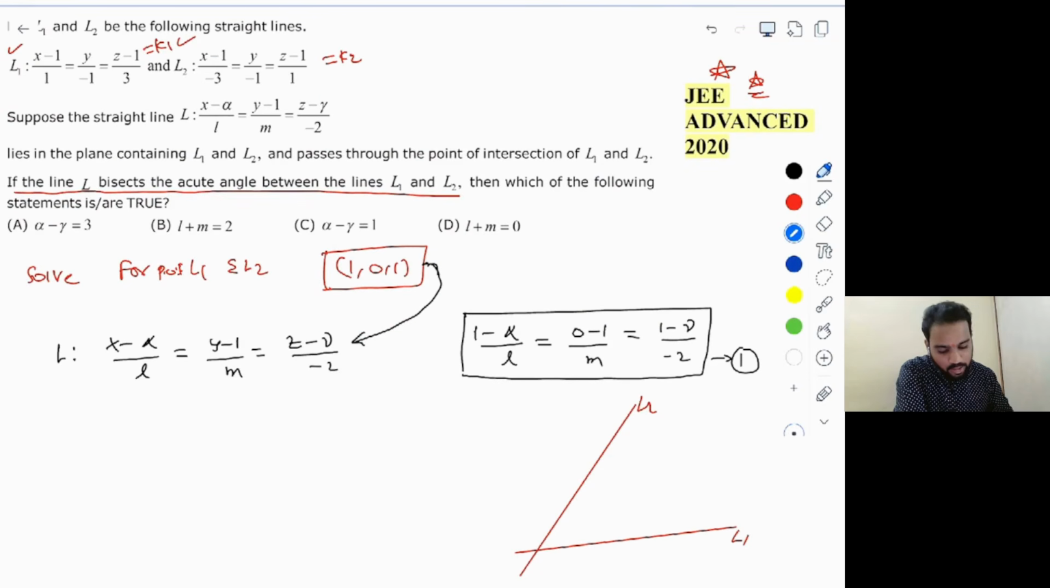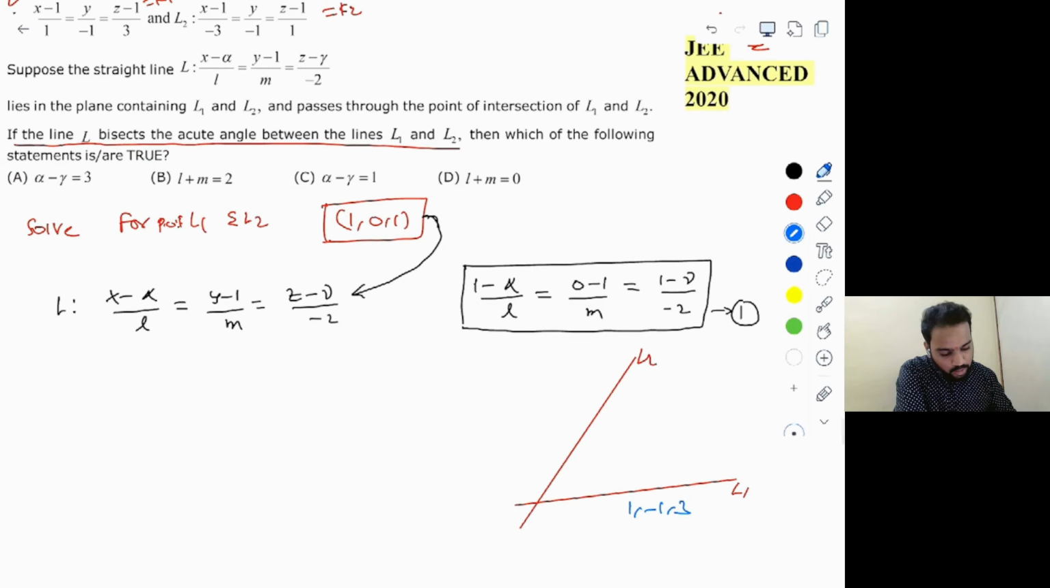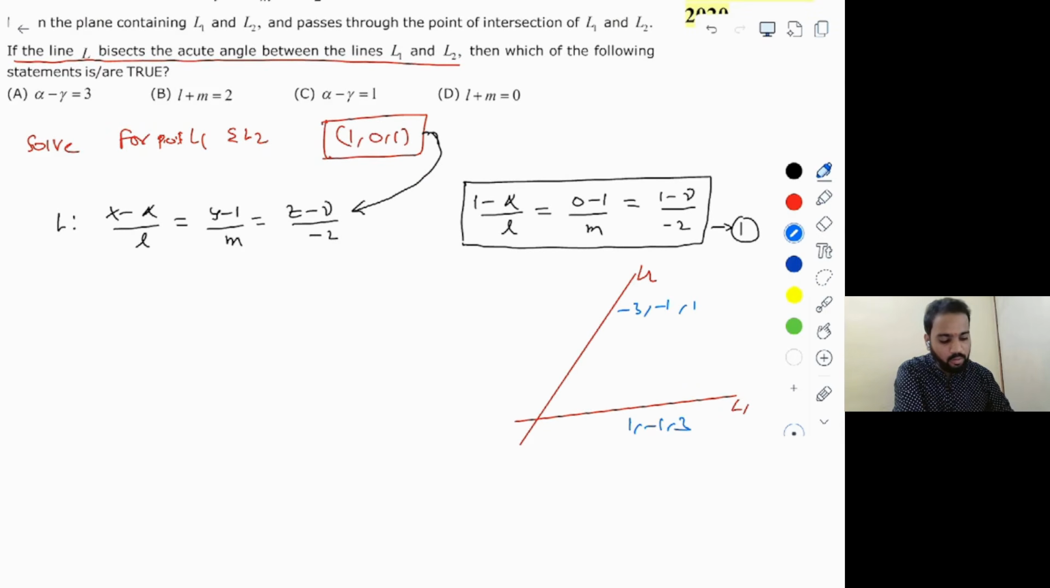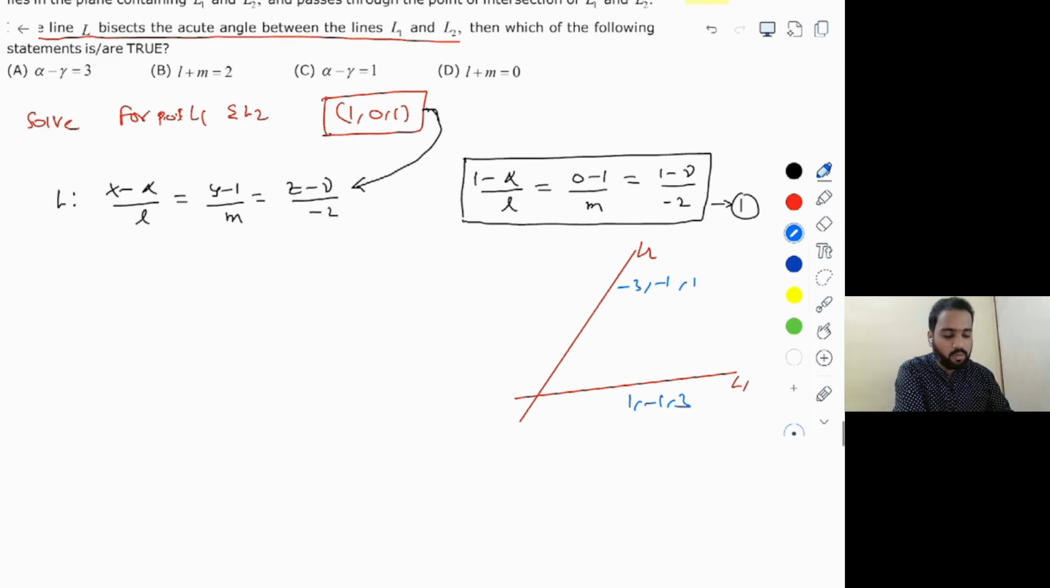So by looking at the line L1 equation, the DRs are 1, -1, 3 and the DRs of line L2 are -3, 1, 1. Okay. Now what I'll do is try to do the dot product of these two vectors, because if the dot product is greater than 0, it is an acute angle between them for these corresponding DRs, right? So it's like finding A1A2 plus B1B2 plus C1C2. You can understand it that way.